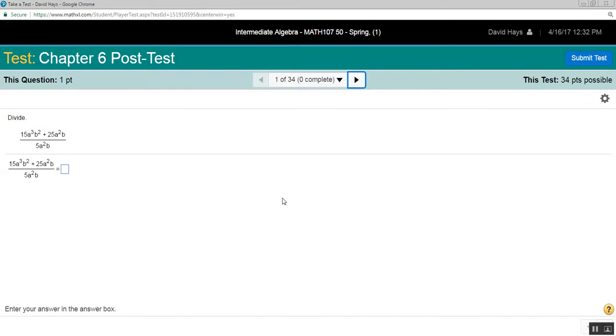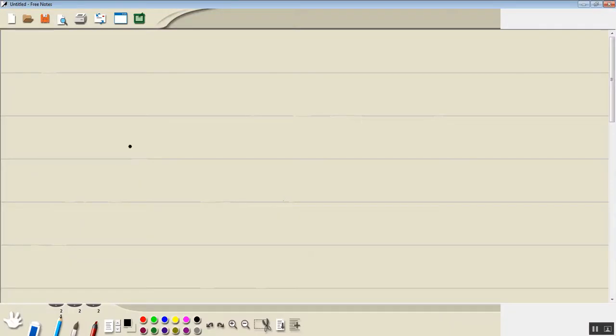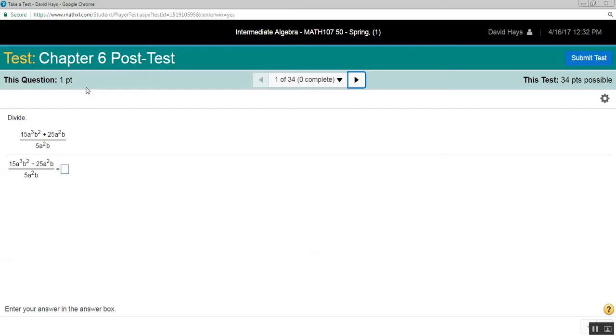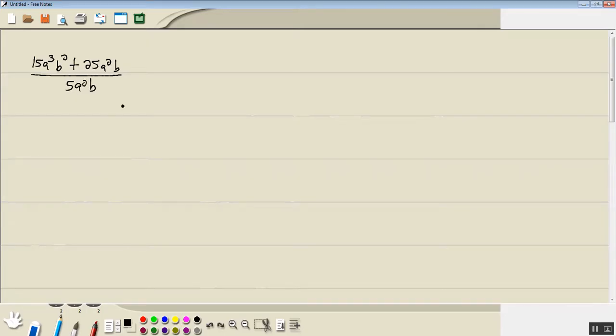This says divide. So we got 15a to the third b squared plus 25a squared b over 5a squared b. Now even though it says divide, the fact that we got a single term down in the denominator means we're going to split these into separate fractions.